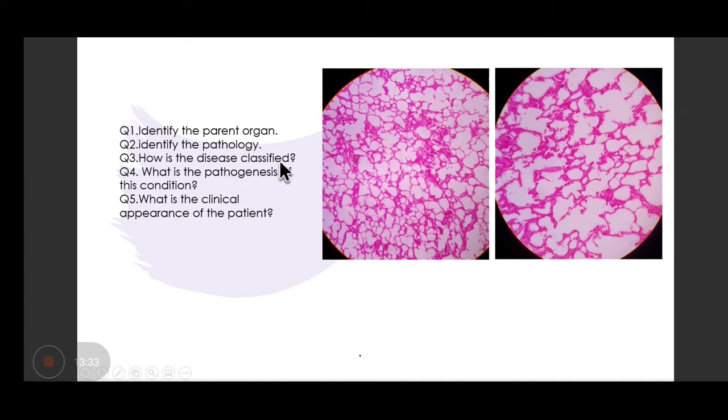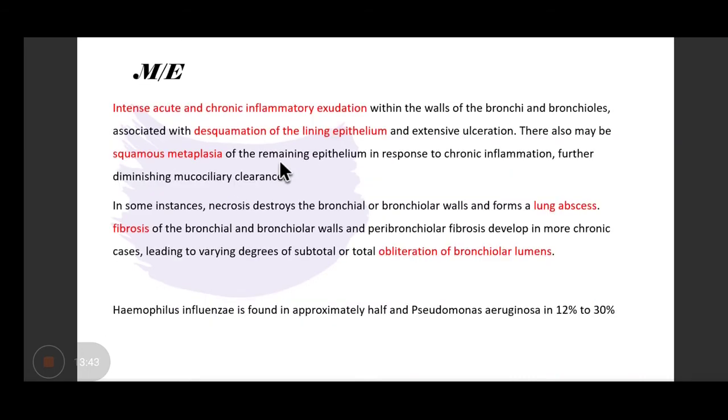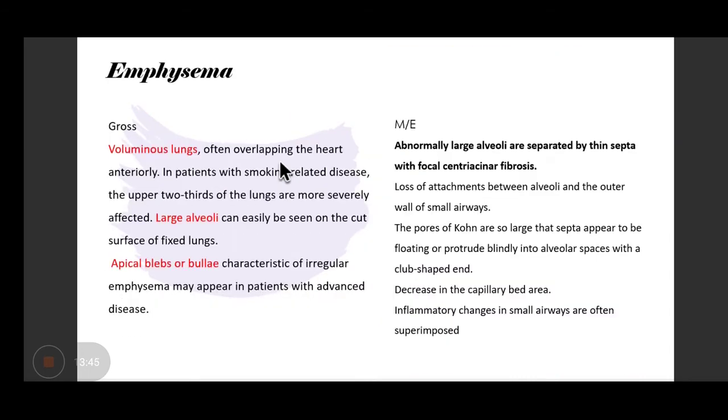How is the disease classified? Now you can classify it as pan-acinar and centri-acinar, you should know which area is affected by which one. Okay, you can read this. Blebs or bullae are characteristic. Okay, there is a bulla in this one.